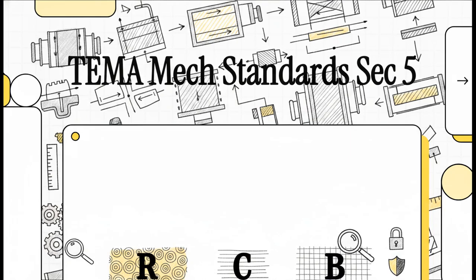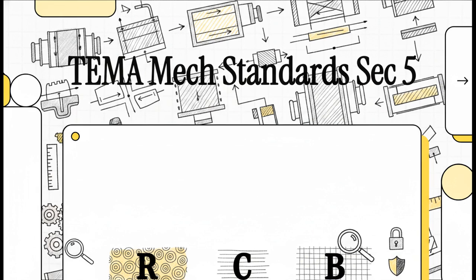Welcome back. Today we've got an absolute powerhouse of an explainer lined up for you. We're going to completely decode Section 5 of the TEMA mechanical standards. Think of this as a complete, zero-omission walkthrough of the rules that govern Class R, Class C, and Class B heat exchangers. We're going to look at the exact, rigorous parameters that dictate how these massive, incredibly complex pieces of industrial equipment are actually designed, tested, and protected in the real world.